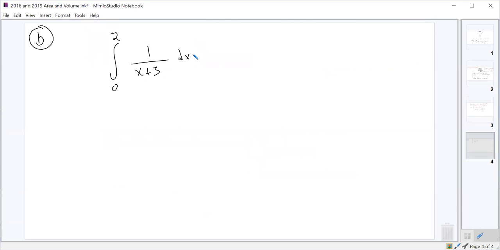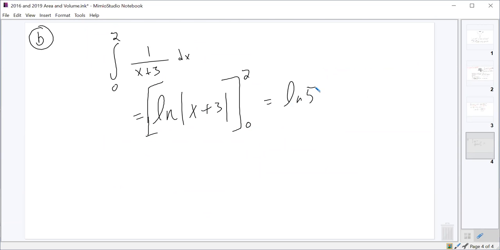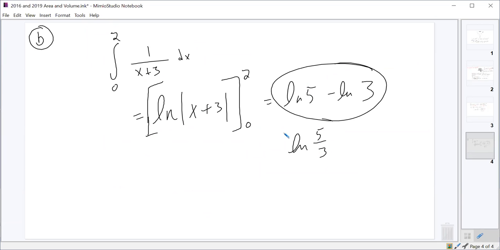And what's the integral of 1 over x plus 3? Should be natural log absolute value x plus 3, evaluated from 0 to 2, which is natural log of 5 minus the natural log of 3, which is a good answer. Or you could have written natural log of 5/3. That would work too. 2 points for that. 1 for this and 1 for one of those.